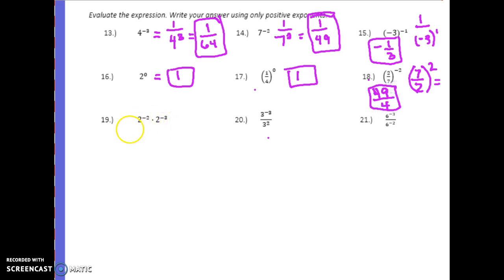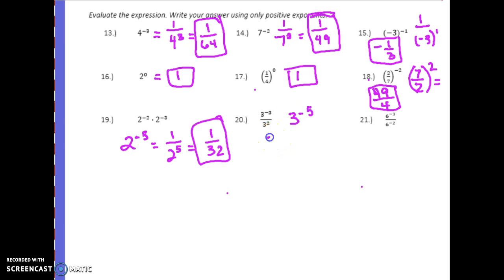Okay, here we have the same base, so this would be 2 to the, we're going to add them, so -2 plus -3 would be -5. So now let's take the reciprocal and evaluate 2 to the 5th, and we get 1 over 32. Okay, here we've got the same base again. So number 20, we would get 3 to the -2 minus -3, which is -5. So if we write the reciprocal, it's going to be 1 over 3 to the 5th, and that'll give us 1 over 243.